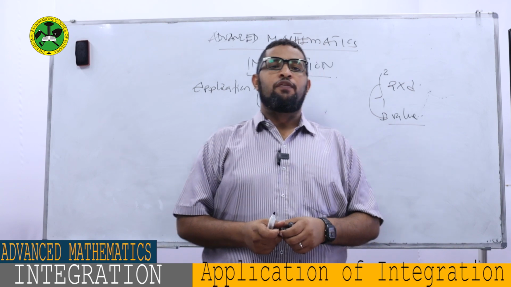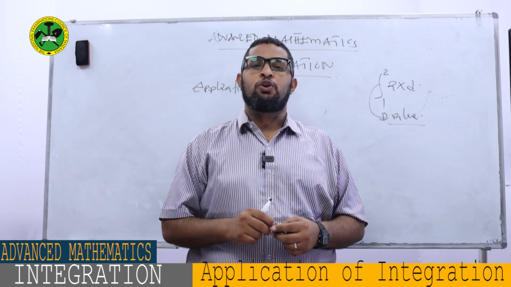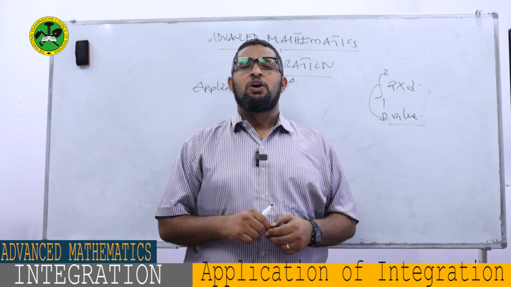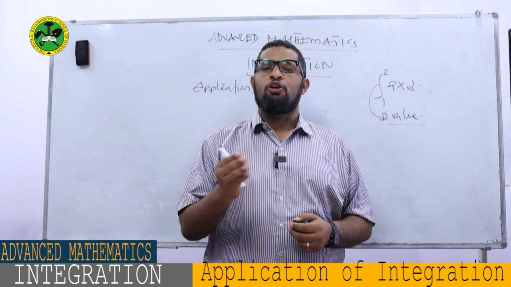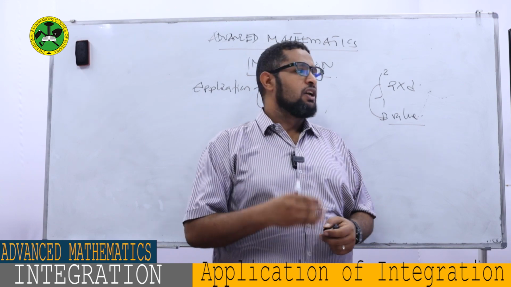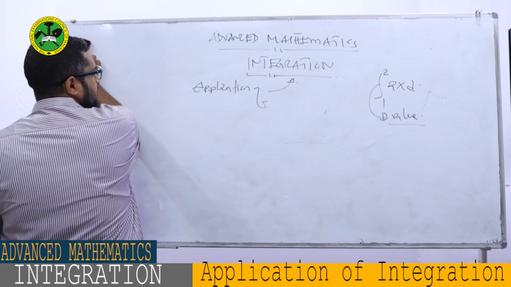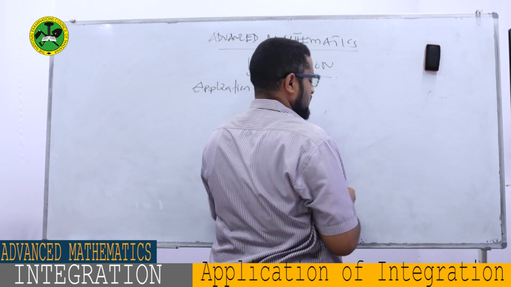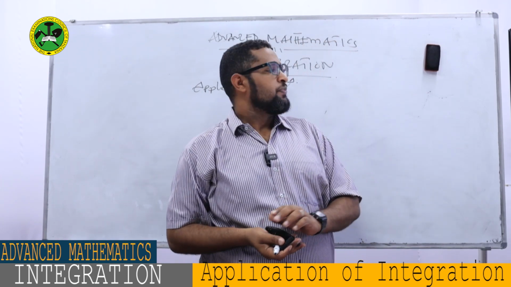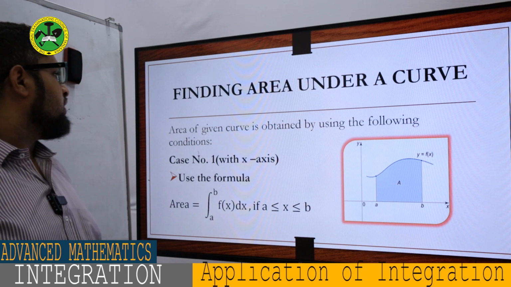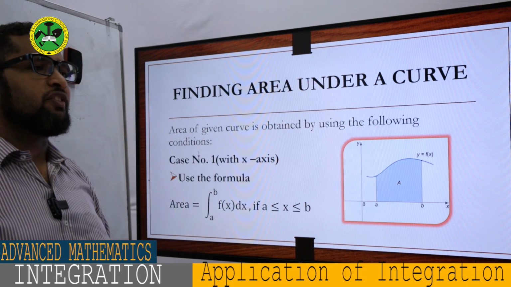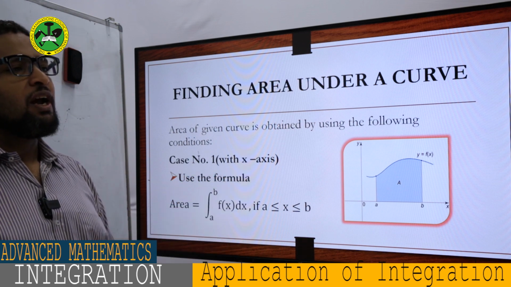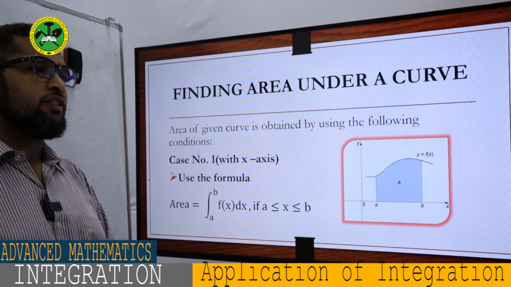Now, when you are finding area under curve, we have two scenarios or two cases: when the curve is drawn with the horizontal axis or x-axis, or in the case of the vertical axis. Let's see one after another. If you look here on the screen, area given the curve is obtained by using the following condition. Case number one: when the function or the curve is drawn with the x-axis or against the horizontal axis.